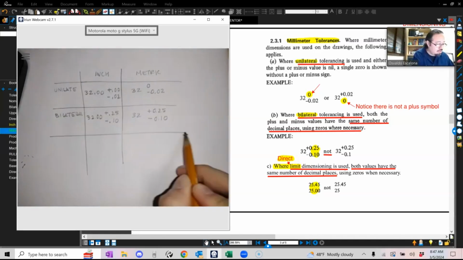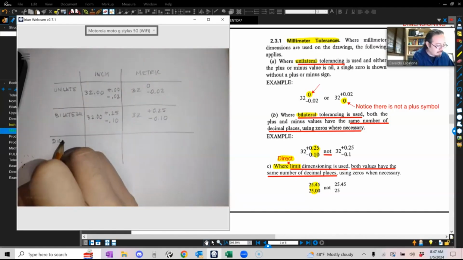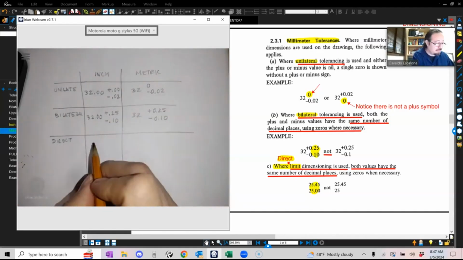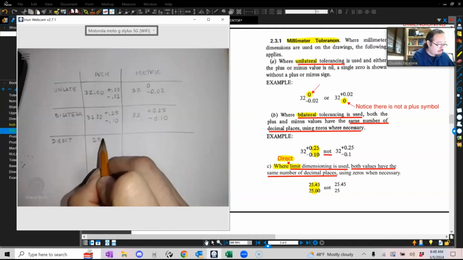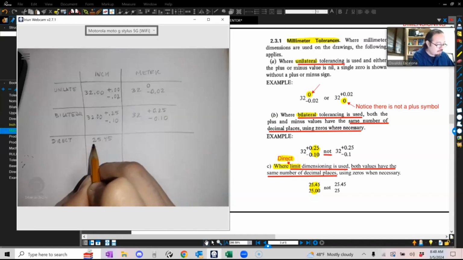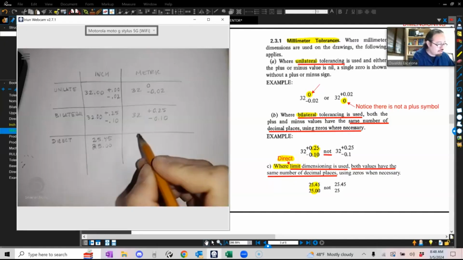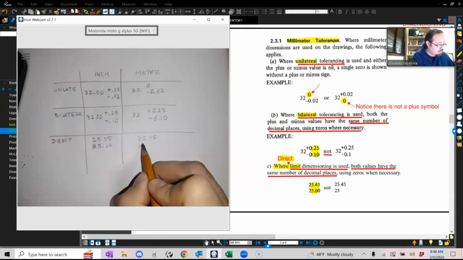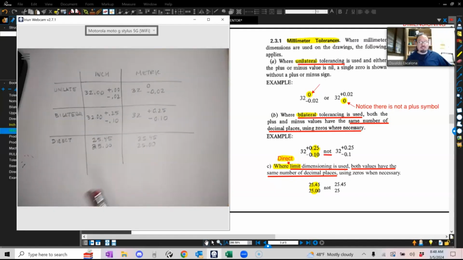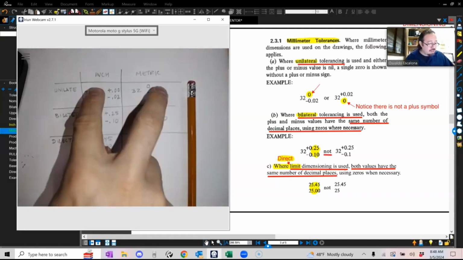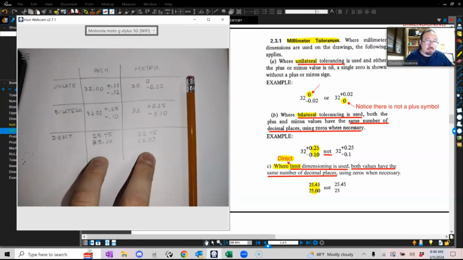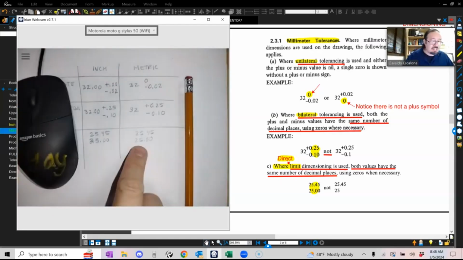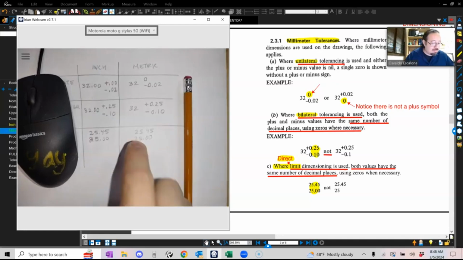And then if I were to do direct limit, this one will be the most similar. It will be 25.45 and 25.00. And if you were to do it in metric, it will be the same, 25.45, 25.00. So slightly different for unilateral and bilateral, direct limit pretty much the same.